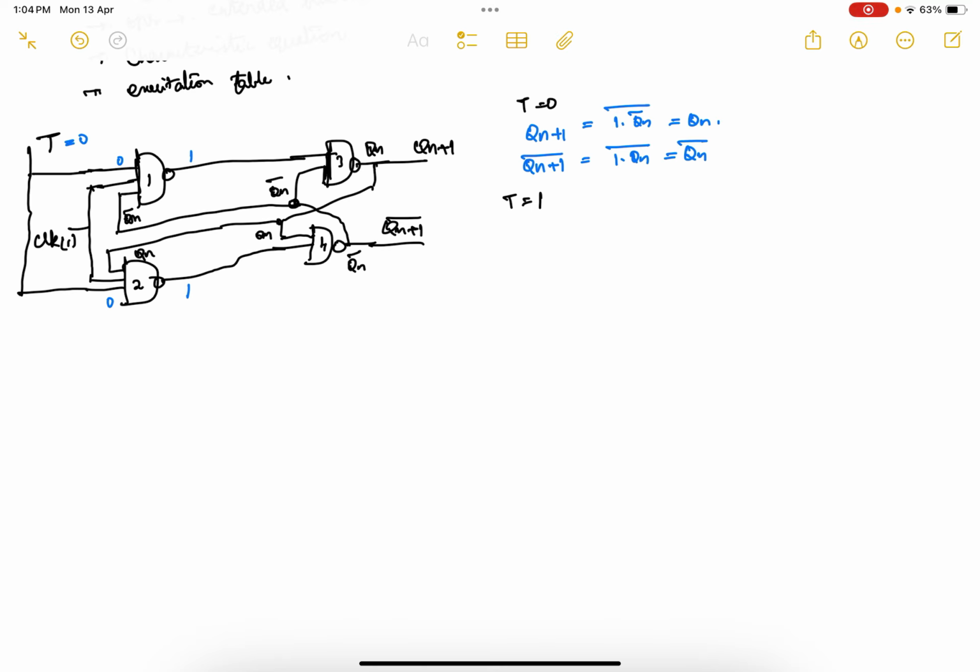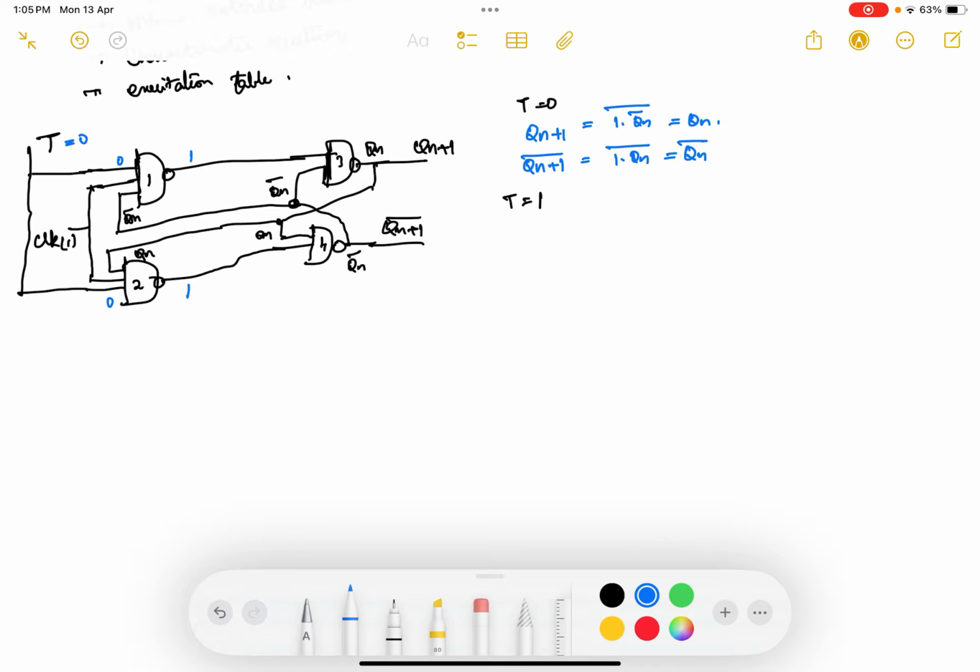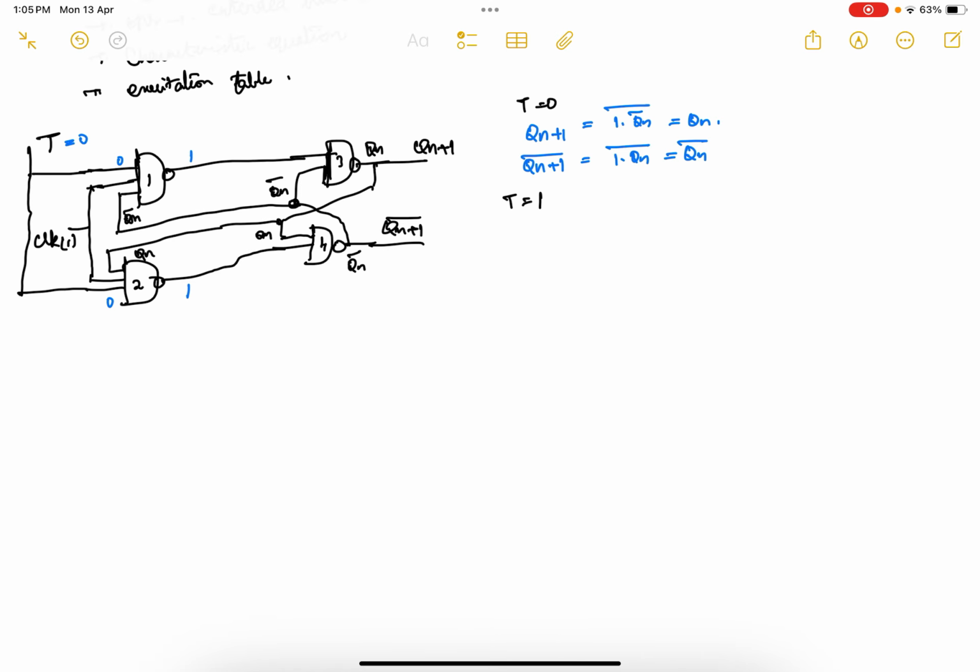Okay, so here what is happening? When T is 0, whatever the present state is, that will be coming over here directly. Now we will change the next condition, that is when you make your T as 1, that is when T is changed into 1, what will happen?